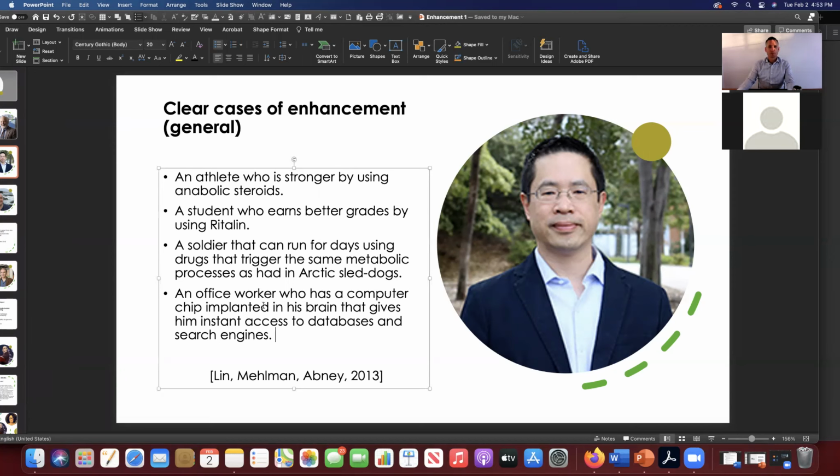An office worker has a computer chip implanted in his brain that gives him instant access to databases and search engines. So these are all supposed to be clear cases of enhancement.